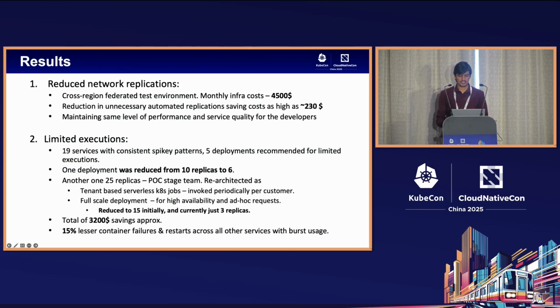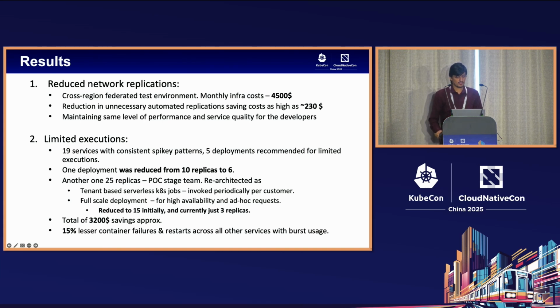So for network applications, one of the teams, which was the testing infra team, got the recommendation to reduce replication across the 3 zones that they were using. They did some evaluation and settled on a custom fix where they reduced the replication and it resulted in around 5% of cost savings, which was around $230 per month.